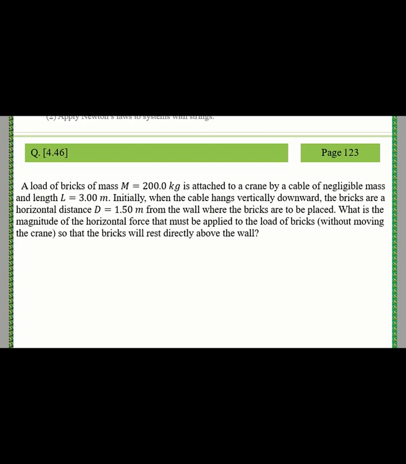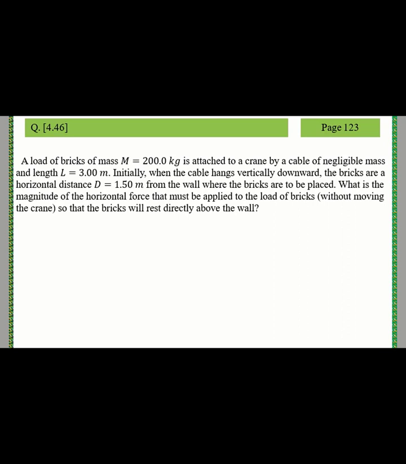A load of bricks of mass 200 is attached to a crane by a cable of negligible mass and length L. Initially, when the cable hangs vertically downward, the bricks are a horizontal distance d, 1.5, from the wall where the bricks are to be placed. What is the magnitude of the horizontal force that must be applied to the load of bricks without moving the crane? Okay. Again, read it. Okay.